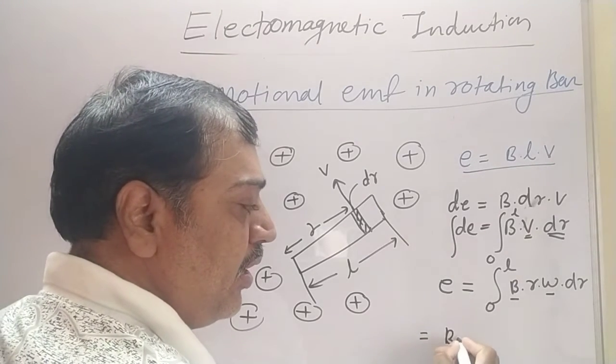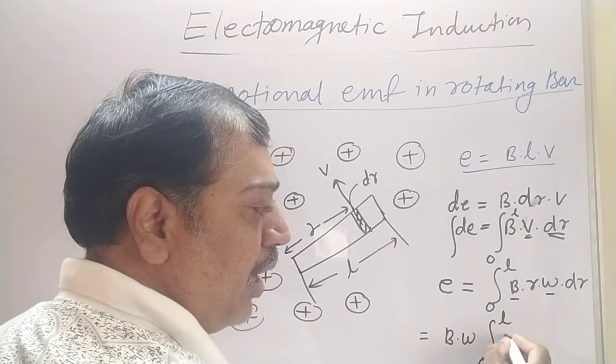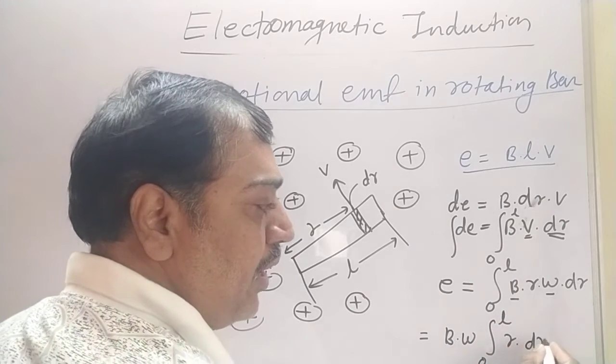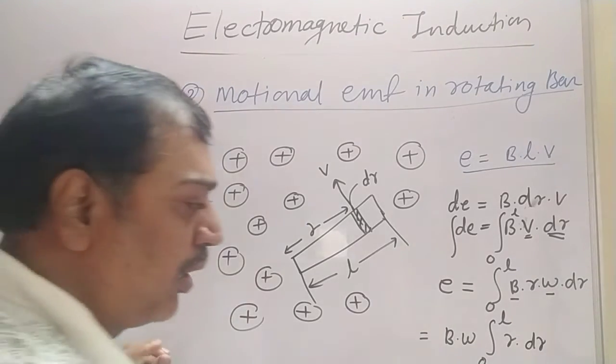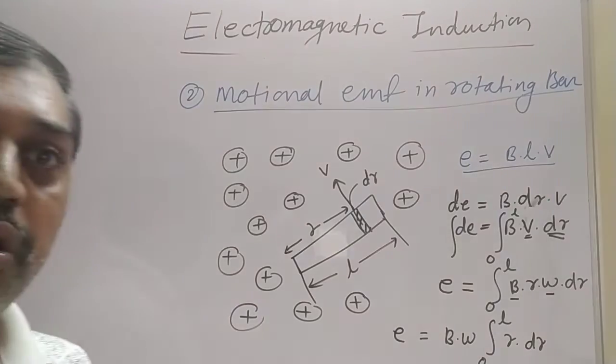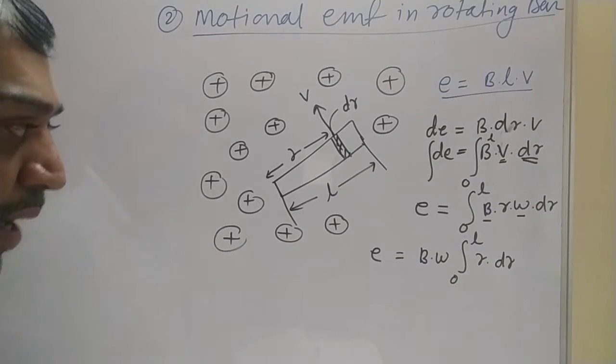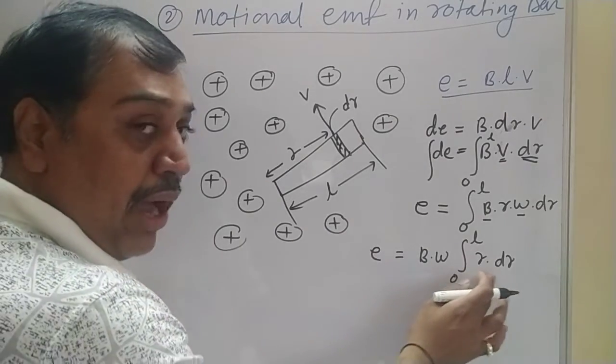We can write this as B into omega, integration from 0 to L of R dr. So that will give nothing but what? EMF induced in the circuit, in the coil. Now we want to find out the integration of R dr.